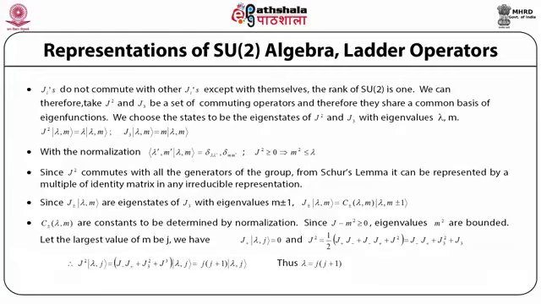So it can't be further raised. So J plus acting on lambda j is equal to 0, and J square, which is equal to half (J plus J minus plus J minus J plus) plus J3 square, gives me J square acting on lambda j equal to J minus J plus plus J3 square plus J3 acting on lambda j, which can then be seen to be equal to j into j plus 1 times lambda j. So the eigenvalues of J square acting on the eigenstate lambda j are j into j plus 1.